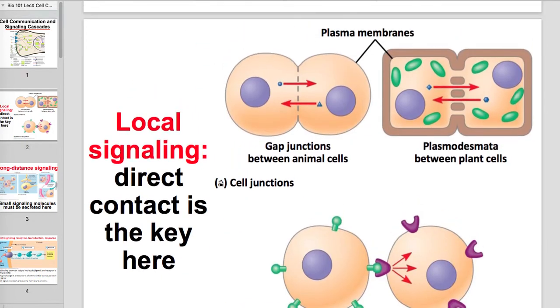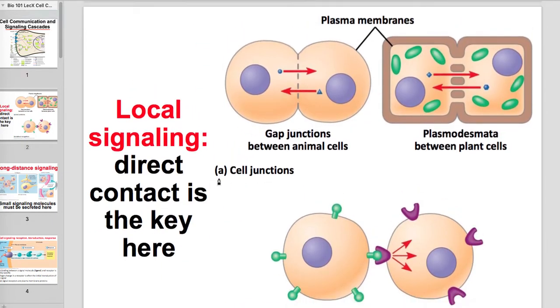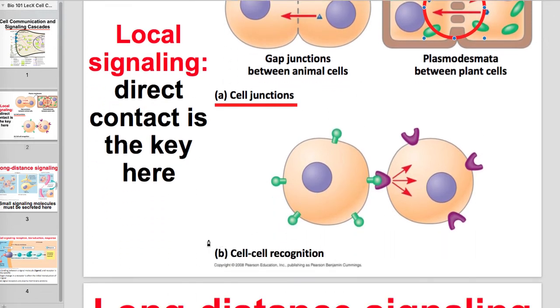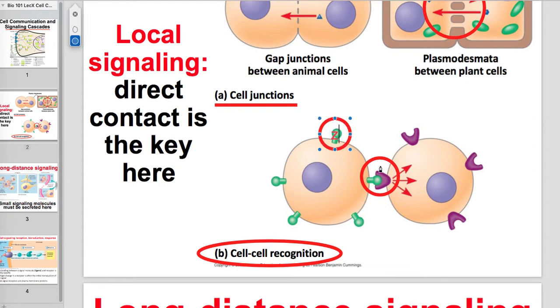So how cells communicate at the local level is super easy at first. Basically, if you are connected, you're going to exchange material between two cells. You can do this in animal cells, you can do this in plant cells, and everything will work out. The other way that you directly signal something is through receptor binding. So both of these cells have genes that are expressed as proteins on their surface.